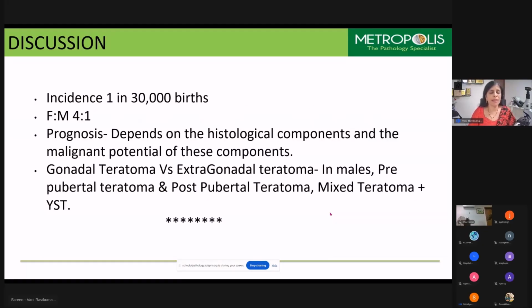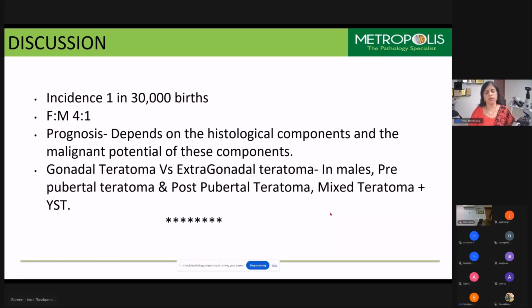And the prognosis depends upon the malignant potential of these components and the histological components. And also remember the terminology of gonadal teratoma. In case of male gonadal teratoma occurring in the testis, we use the terms prepubertal teratoma and post-pubertal teratoma. Whereas in females, we call it the benign cystic teratoma or benign teratoma, the immature teratoma and the malignant teratoma. And in the extragonadal sites, we usually use the term graded based on grade 1, 2, 3.